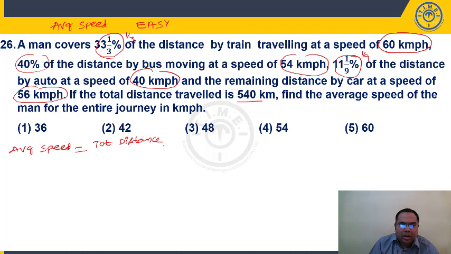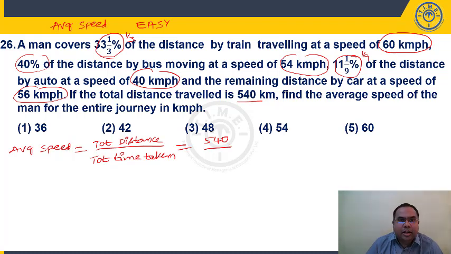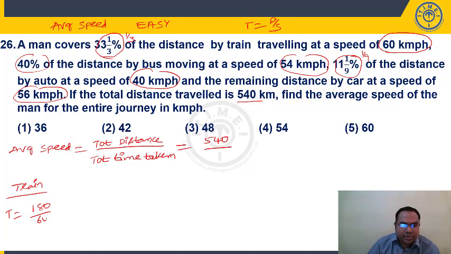Right? We know total distance traveled. Total distance traveled is nothing but 540. We should know total time taken. Now it is easy, right? 1/3 of the distance is traveled at 60 kilometers per hour by train. What is the time taken by train? 1/3 of the distance means 1/3 of 540, that is 180 kilometers. Time is equal to distance by speed, right? So at what speed? 60 kilometers per hour. So it's taking 3 hours.